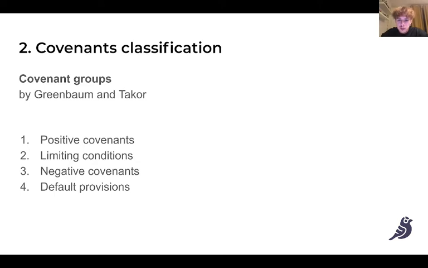Default provisions are those cases in which, according to the loan agreement, Goldfinch has the right to immediately demand early repayment of the loan. For example, late repayment on a loan, bankruptcy proceedings, liquidation of the borrower's business, violation of any statements made by the borrower at the time of the loan, as well as violation of the covenants themselves.